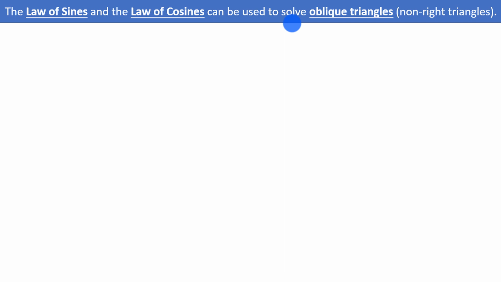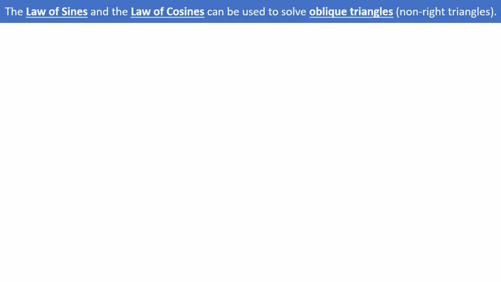If we have a right triangle, we can use SOHCAHTOA, the Pythagorean theorem, and the idea that the interior angles of a triangle sum to 180 degrees to solve a triangle. We've done that in other videos. But if we have an oblique triangle, which is just a non-right triangle, that means we can't use SOHCAHTOA or the Pythagorean theorem. We have to resort to other methods, such as the law of sines and law of cosines.